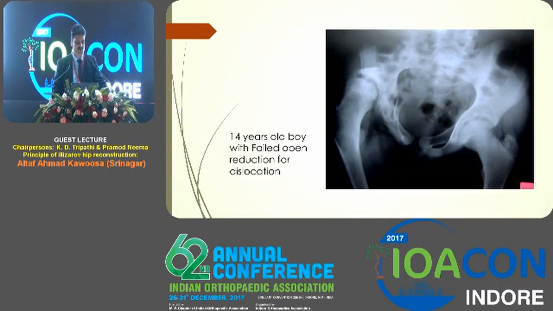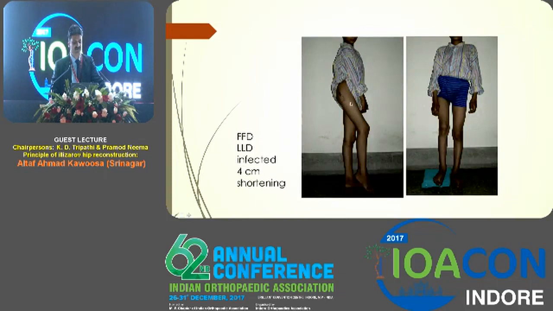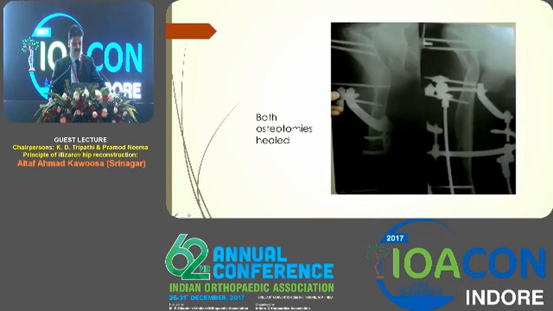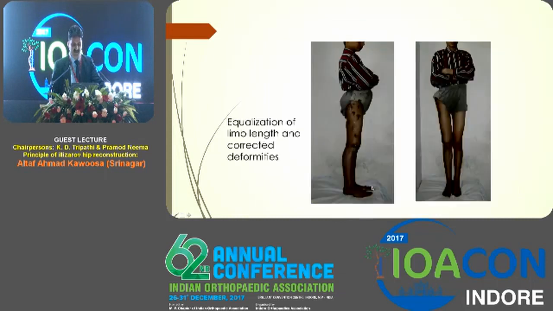This was a 14-year-old boy who had been attempted many times for open reduction of dislocation, but got infected. Now we are in a fix. What to do at this stage? He's only 14 and is infected and is associated with a fixed flexion deformity and 4 centimeters of shortening. Again, we performed Girdlestone excision first, then the reconstructive procedure. Equalized length, this is the pelvic support, and this is the lengthening area. Both healed nicely.